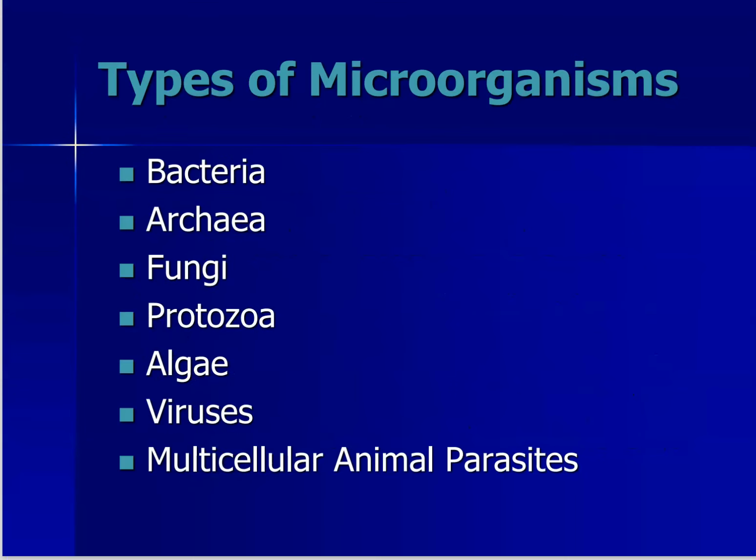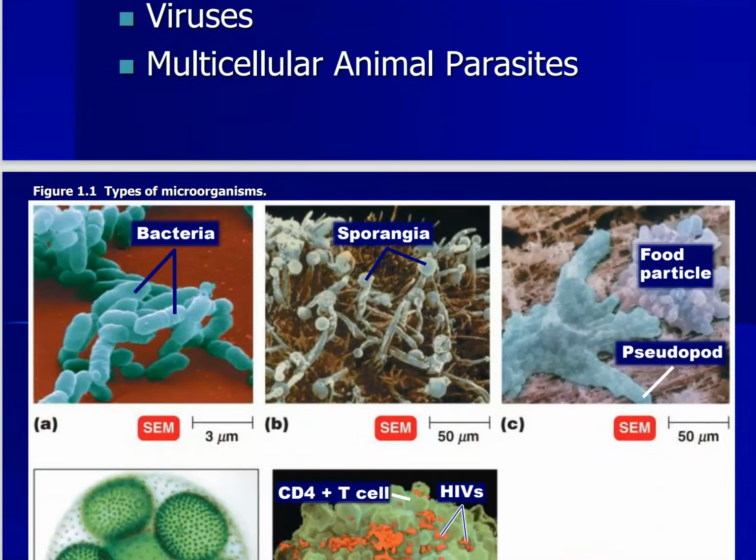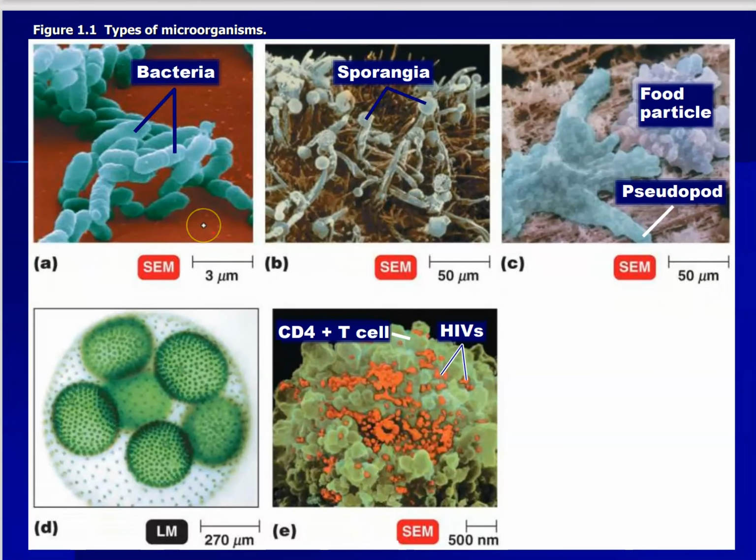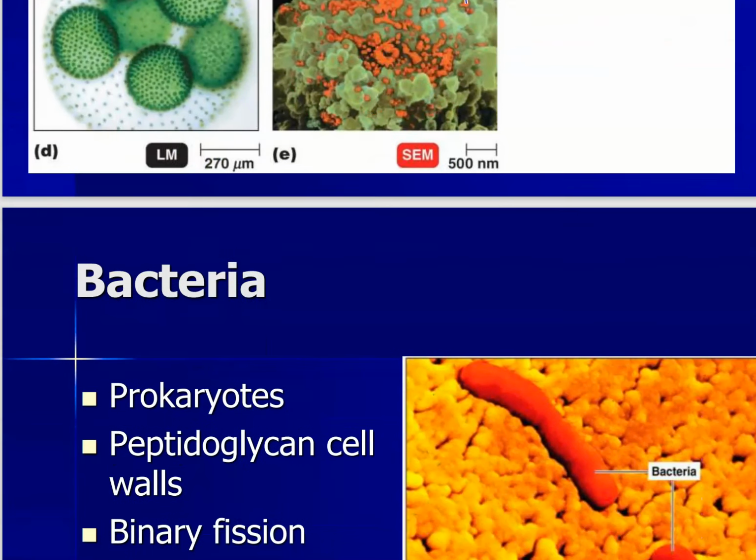Here's a list of the types of microorganisms that we will be discussing in this course. Let's take a look at some pictures here. You've got some bacteria, and this first panel right here is sporangia. That would refer to fungi, fungal cells. Pseudopods are very typical of protozoa. And then here probably some algae. And here would be a virus, HIV. So let's get started with some bacteria here.